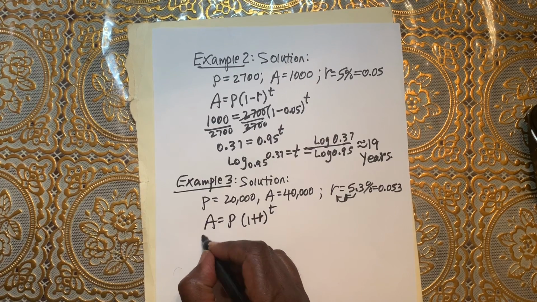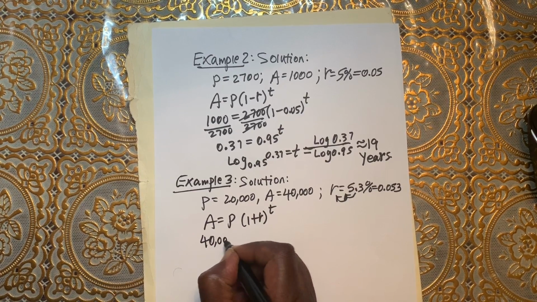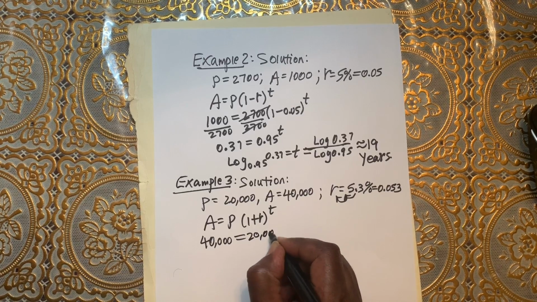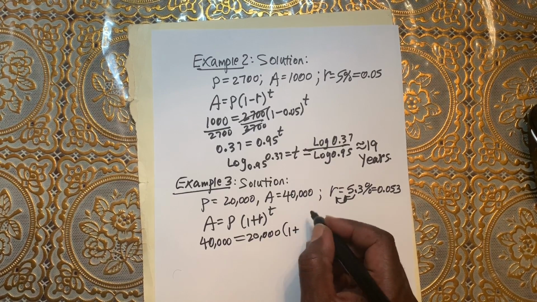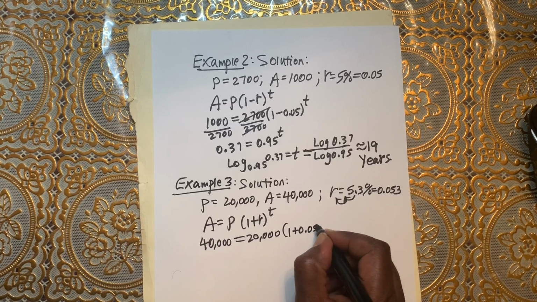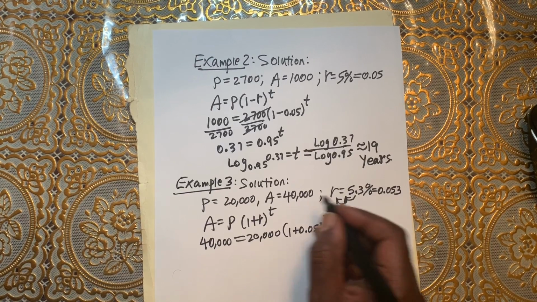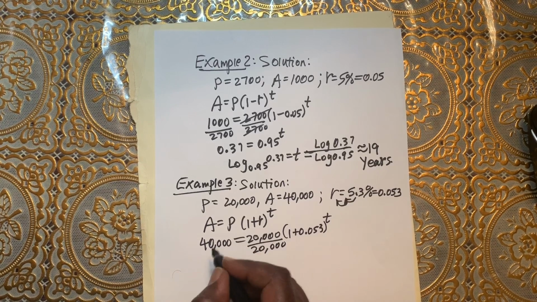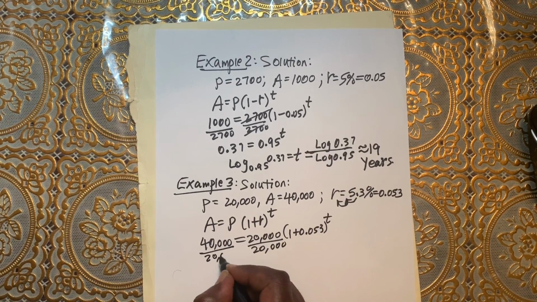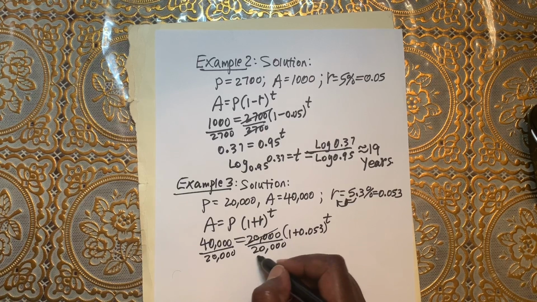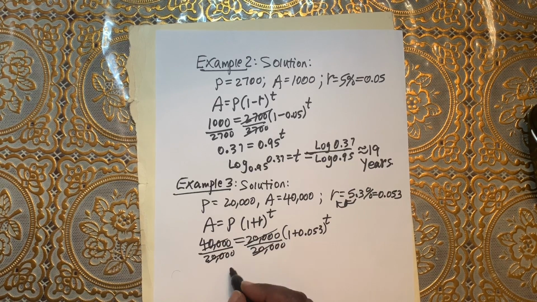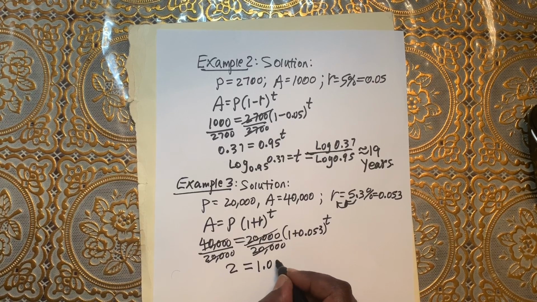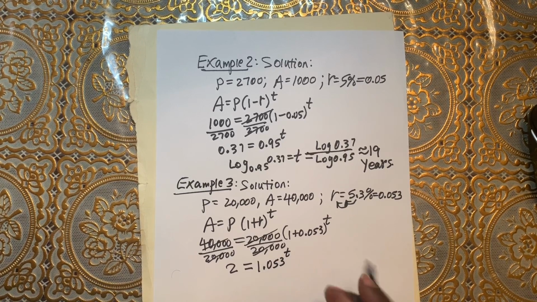The procedure is really repetition. 40,000 equals 20,000 times (1 plus 0.053) to the power of T. The procedure is the same: you divide by 20,000 first, so that you get 2 here. This would be 2 equals 1.053 to the power of T.